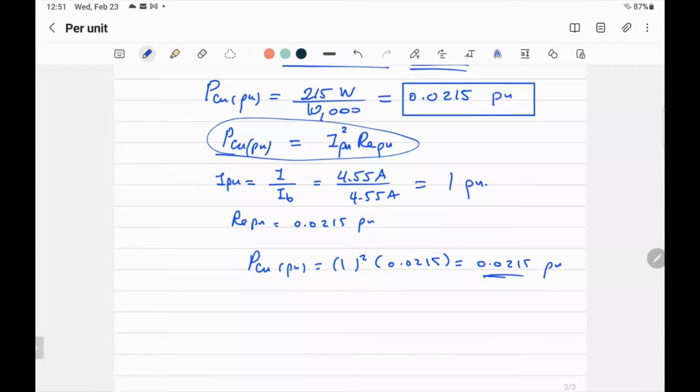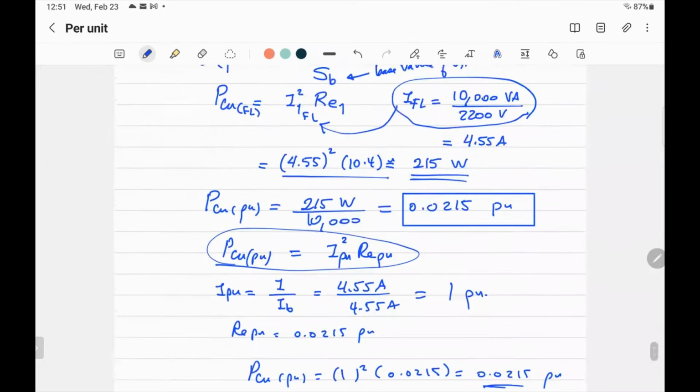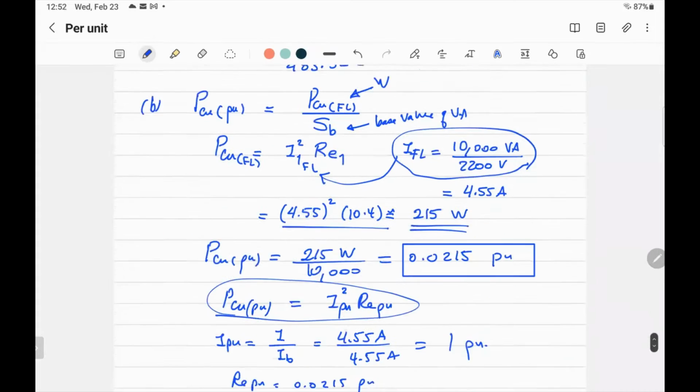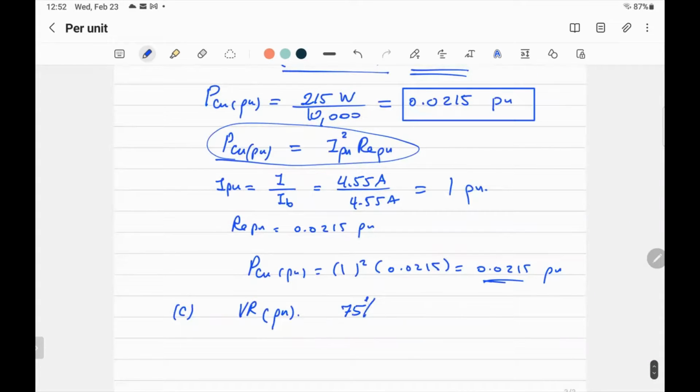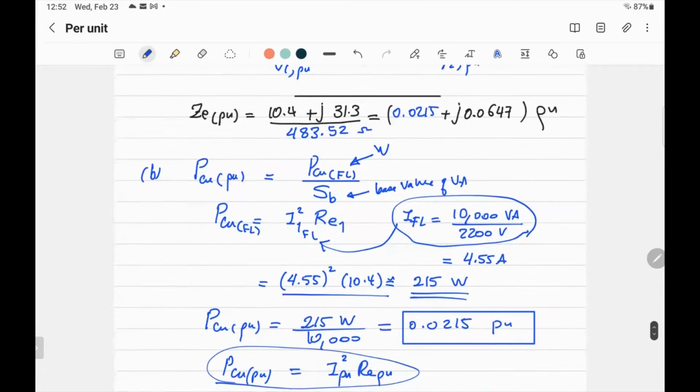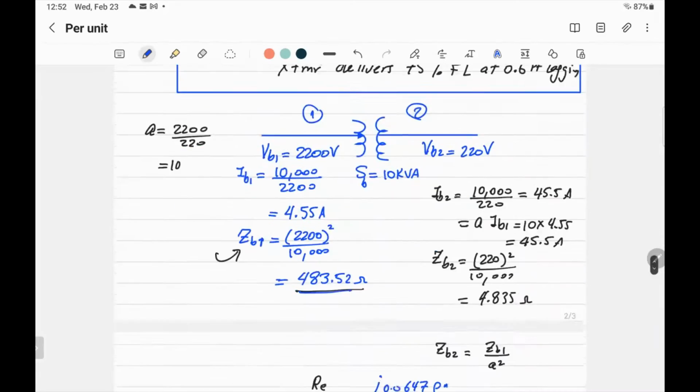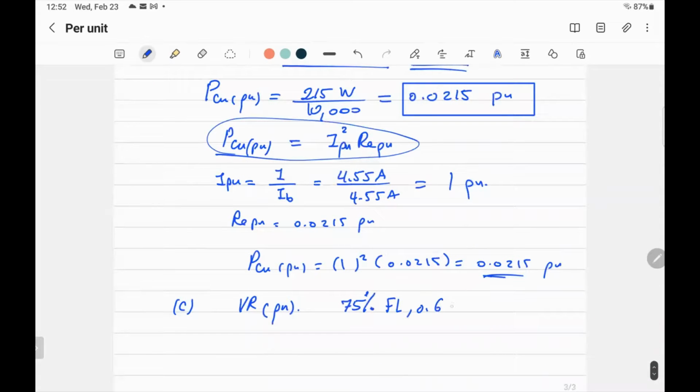Part C, they ask for the voltage regulation in per unit. And they give a condition: the current was 75% of the full load, at power factor 0.6 lagging. It means they're using the rated value on the secondary.